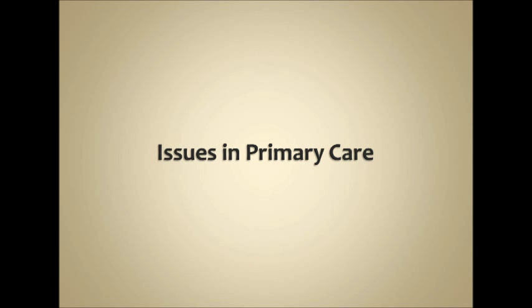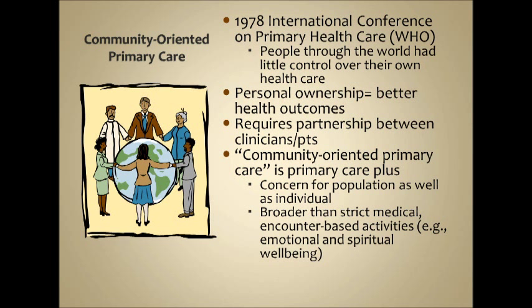So that leads us to other issues in primary care that haven't been talked about that we have to go over, right? Because community-oriented primary care is a great concept, but isn't really happening. In 1978, we're all hippies in the 70s, we're thinking liberally about people having control over their health care, right? This international conference on primary health care, they were really thinking about this. They said, do people have personal ownership of their health outcomes?